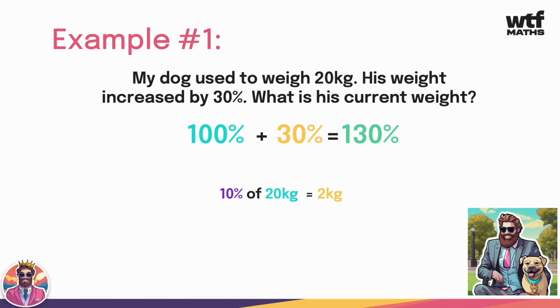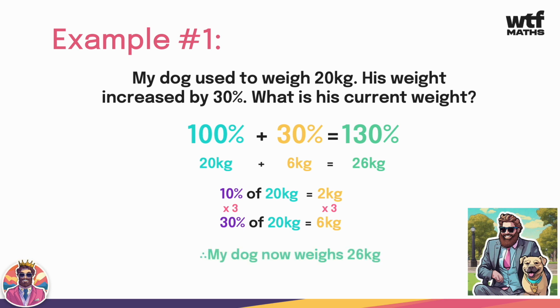What I can then do is times both sides by 3. And this will give me 30%. So 30% of 20 kilos is 6 kilos. So going back to the context of the question, if the dog weighed 20 kilos to start with, and it's gained another 6 kilos, it must weigh 26 kilos. So my dog now weighs 26 kilos.